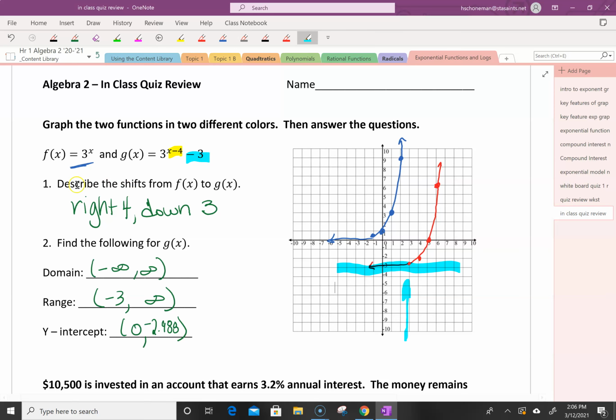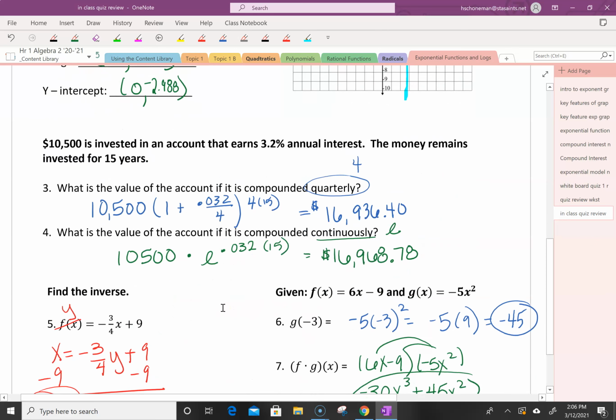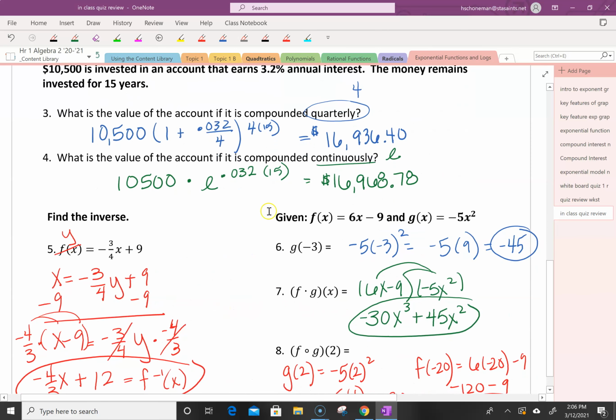The y-intercept, I got this from my calculator. So where x was 0, this was the y for the y2 graph. For these interest problems, this first one, it said it compounded quarterly, so I knew I needed to use the first formula. And yes, the formulas are given to you on the quiz. You just need to know how to use them.